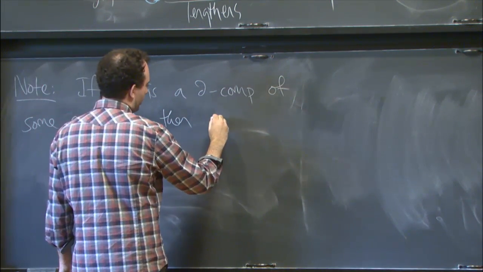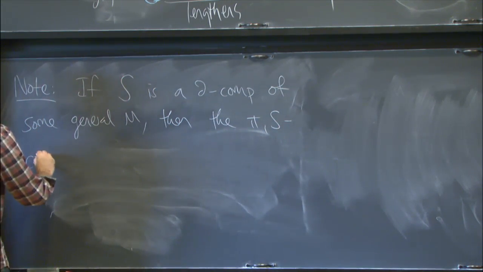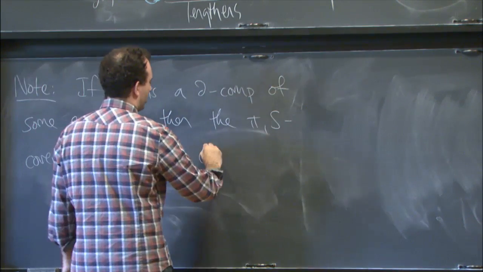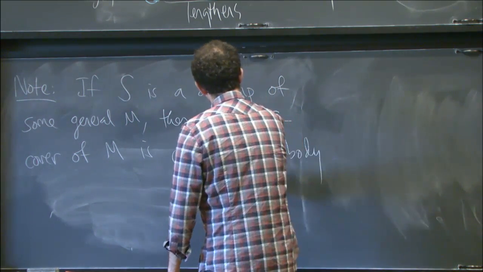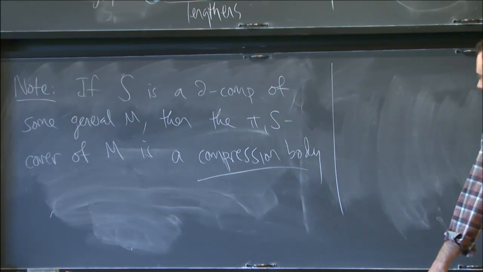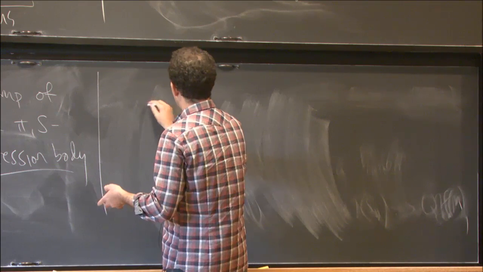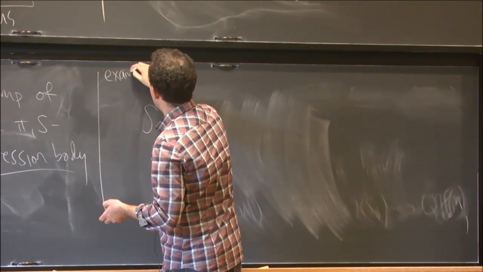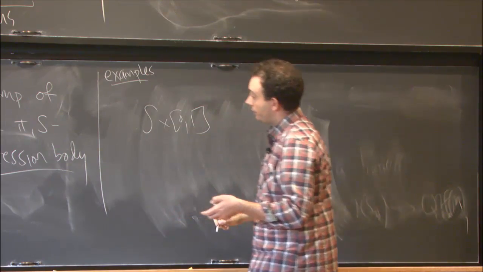then I can look at the pi 1 of S cover of M, and what I get is a compression body. Okay, so what is a compression body? Well, there are two extremes to compression bodies. Examples: S cross [0,1] is a compression body.